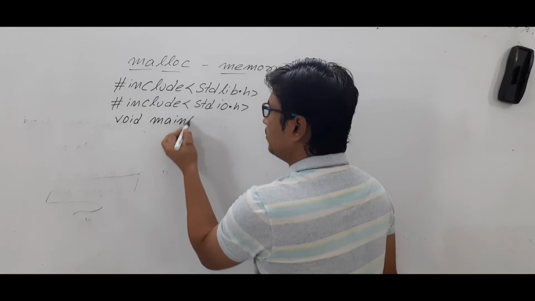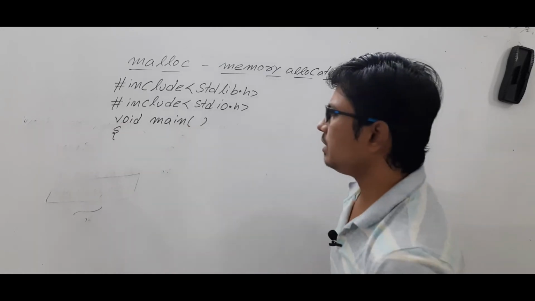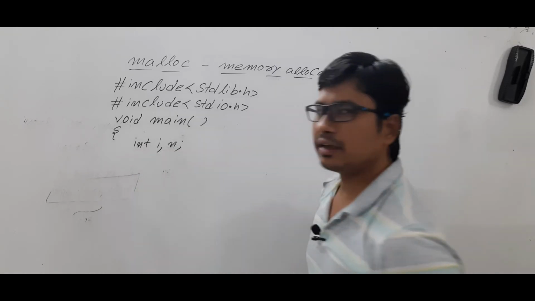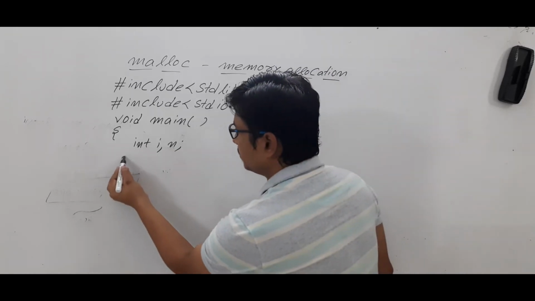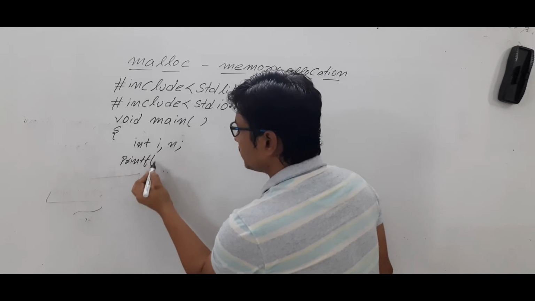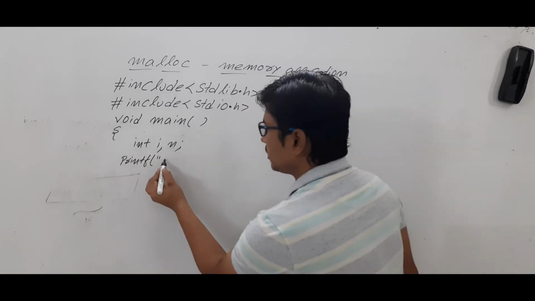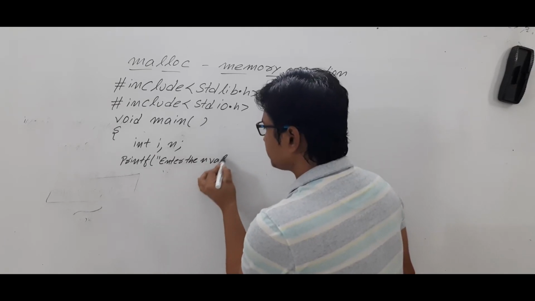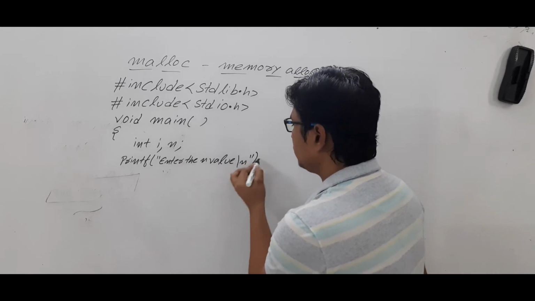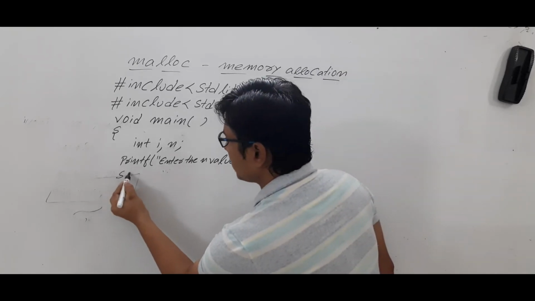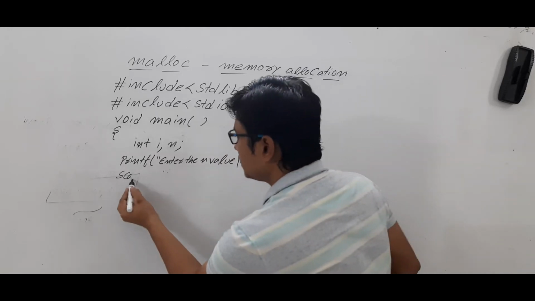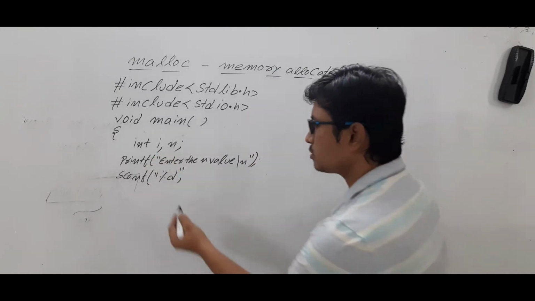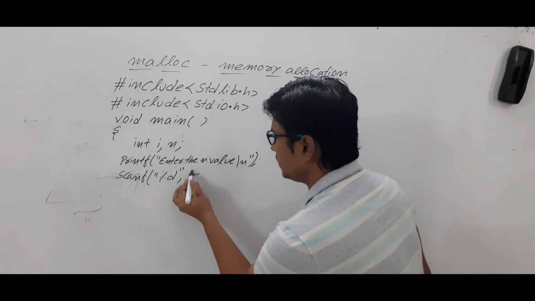Now I am writing void main. Then I am declaring the variables i comma n. First I will ask the user to enter the n value. What is the purpose of that one? I will discuss after the entire program is done. Enter the n value, backslash n to go to the next line. Scanf percentage d, because n is an integer variable, so I am using the format specifier percentage d, ampersand n.